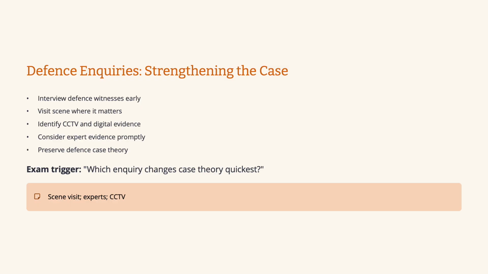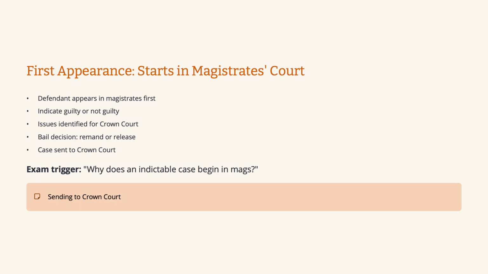So now let's jump into first appearance. Even for indictable only offenses that will go to Crown Court, the defendant first appears in magistrates' court. Let's understand why and what happens there. The defendant appears before magistrates who conduct an initial hearing. The defendant indicates whether they would plead guilty or not. This indication matters because guilty pleas receive discount even in the Crown Court. So issues are identified for Crown Court to address later.